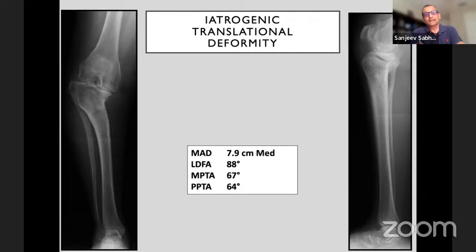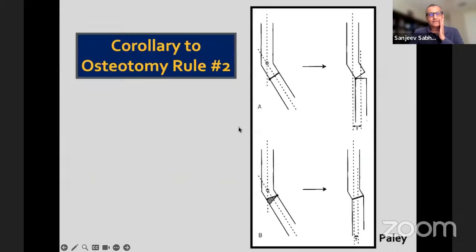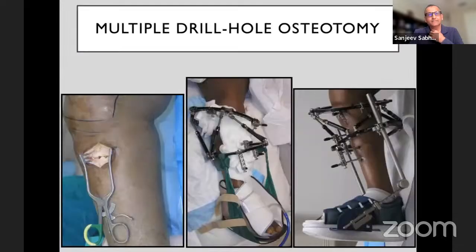So here she is with an iatrogenic translational deformity, tricompartmental knee arthritis, but primarily it's the medial compartment. And you can see the numbers. She's also got some procurvatum, and they can't do a total knee replacement just because of the translational deformity. So all we did is, and that's kind of the corollary to Rule 2, Hailey's rule, in terms of what to do if the apex is different from where the osteotomy is.